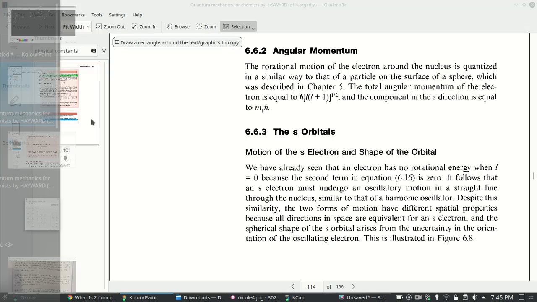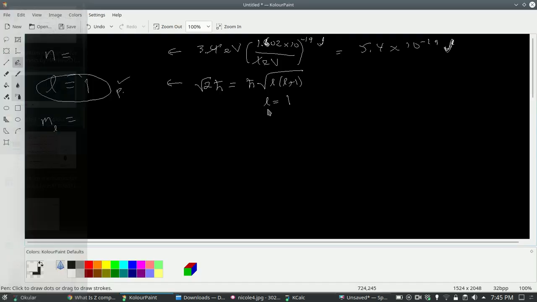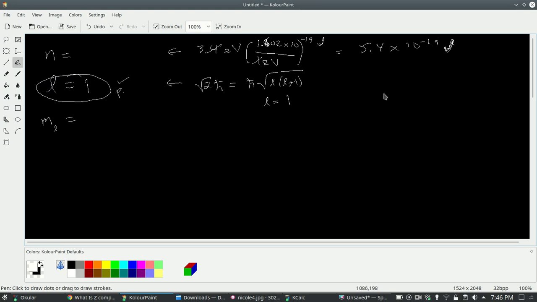Now the ml, on the same page of your textbook, is the magnetic quantum number, also known as the z component of the angular momentum of the electron. They call it the magnetic quantum number, m, because if you apply a magnetic field, the different m's give you different energies. But under normal circumstances, and this is a normal circumstance, there's no magnetic field that is defined, and so we just ignore the different energies.